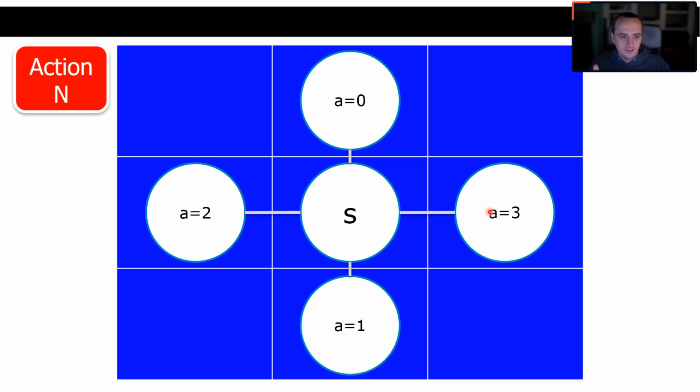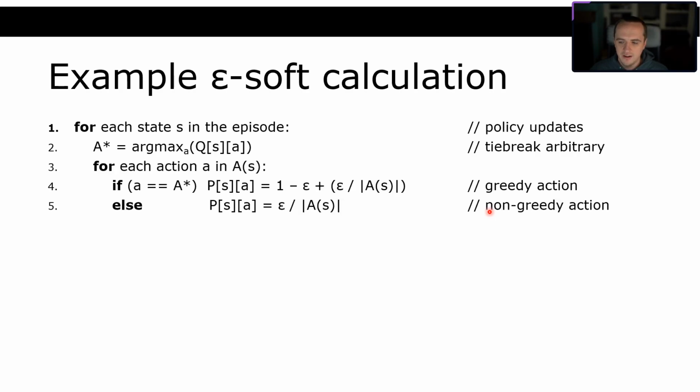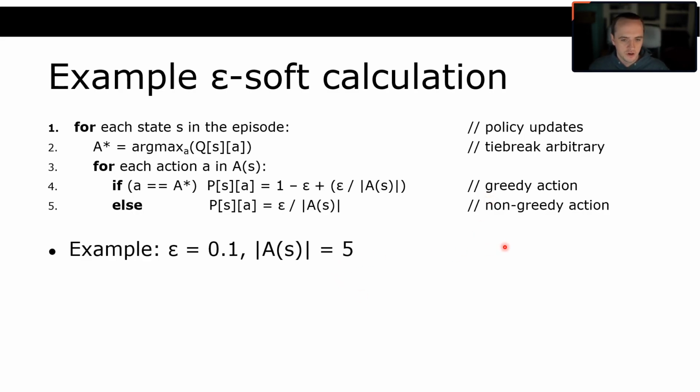So we'll use this example to do a sample calculation of the algorithm that we did on the last slide. So here's an example epsilon-soft calculation. Okay, so that is what we just showed. This is the part of the algorithm that we're working with. So let's just say we have the following parameters. Let's say we have an epsilon equal to 0.1. So that means that with 10% probability, we're going to choose a random action. And we're going to have 5 actions that are possible at a given state.